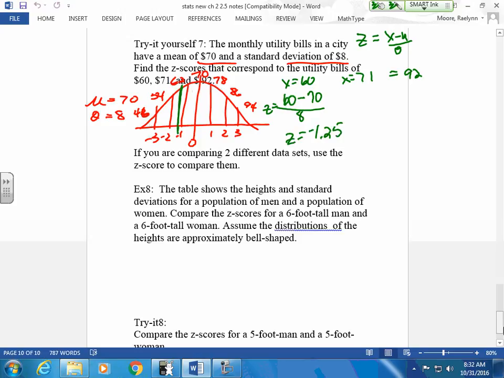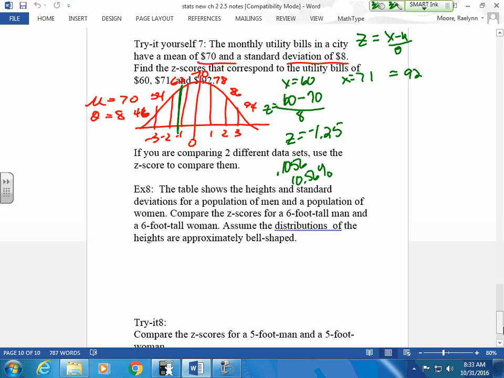Does that make sense to me? Am I between the negative 1 and the negative 2? Now, look up that area under your curve. Negative 1.25. Tell me what you get. So you're looking up negative 1.2 and you're going across to the 5. 0.1056. Thank you. So I move my decimal, so I am at the 10.56 percentile. That means my bill is larger than 10.56% of the bills.